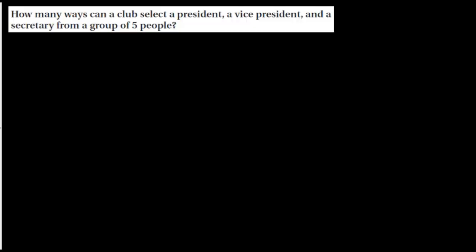Okay. This is the old secretary, president, vice president. All right. So does order matter? Yes or no? If you are going to pick 3 people out of 5 and say, you're going to be the president, you're going to be the vice president, you're going to be the secretary, does the order matter? It does, because we're giving them roles, right?